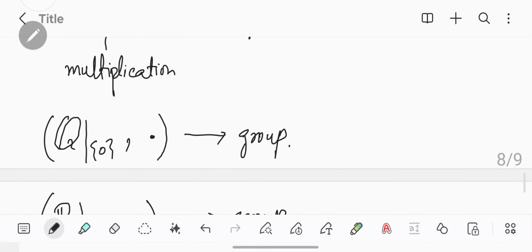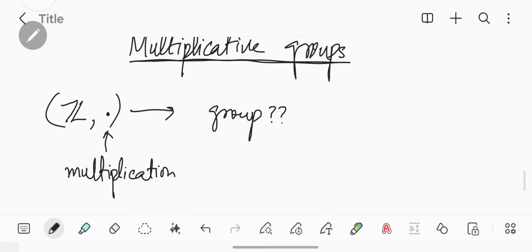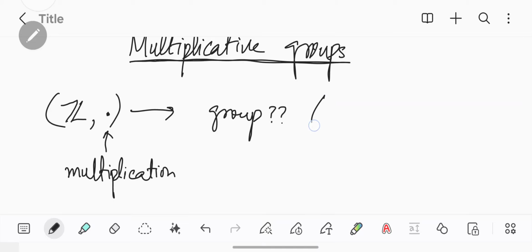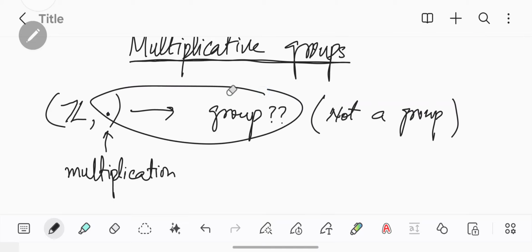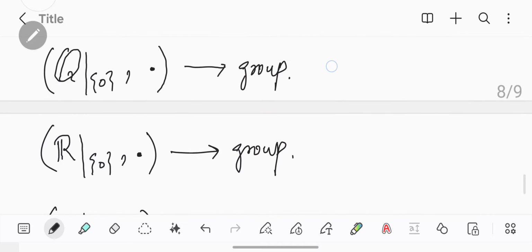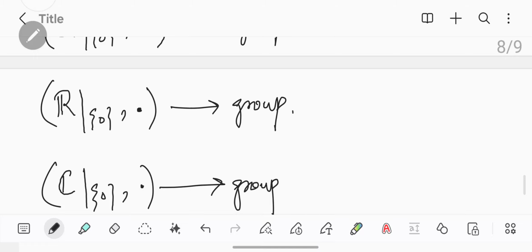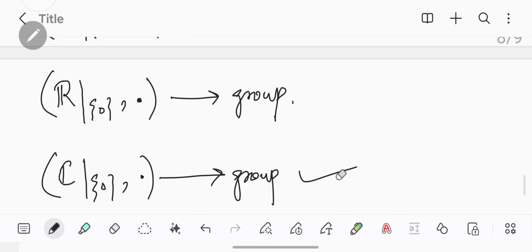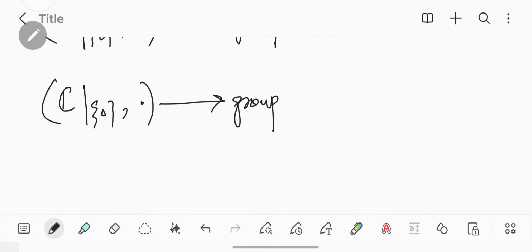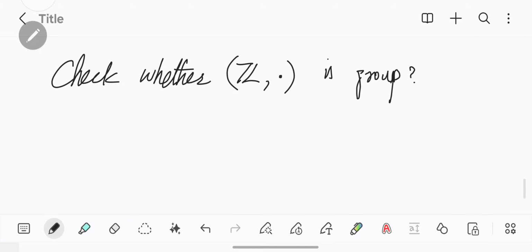I will prove that the set of integers is not a group, but I wanted you to check whether it's a group or not. This is a group, this is a group, and this is a group. I'll check one of them, and you can check the others. So let me check whether it's a group or not.